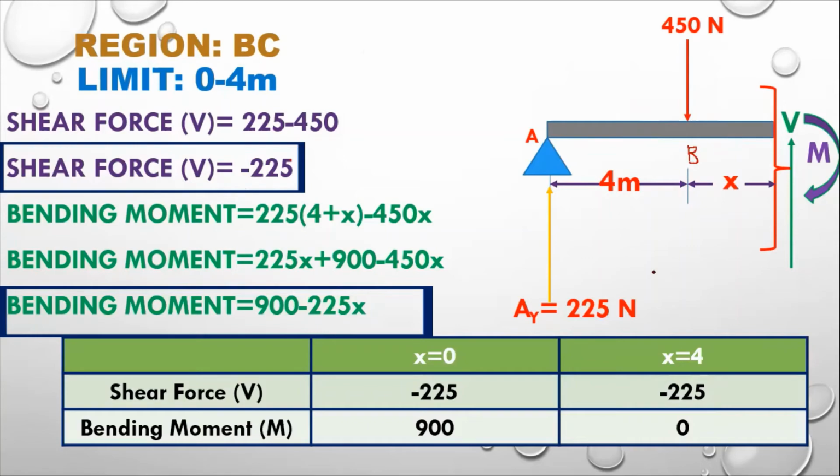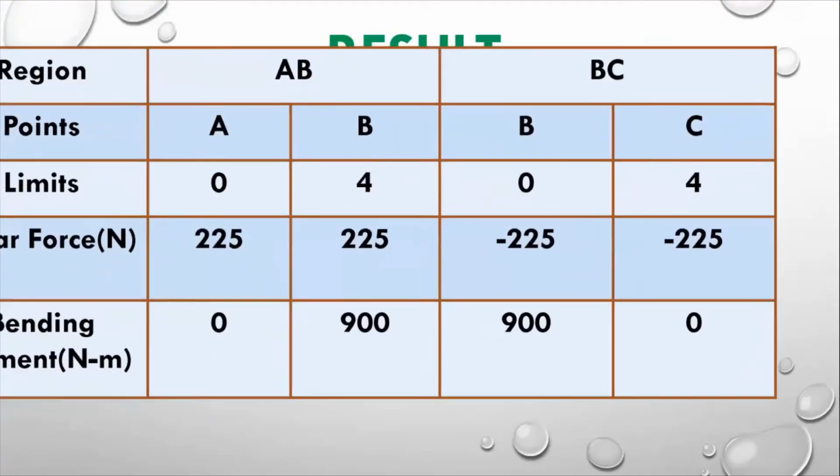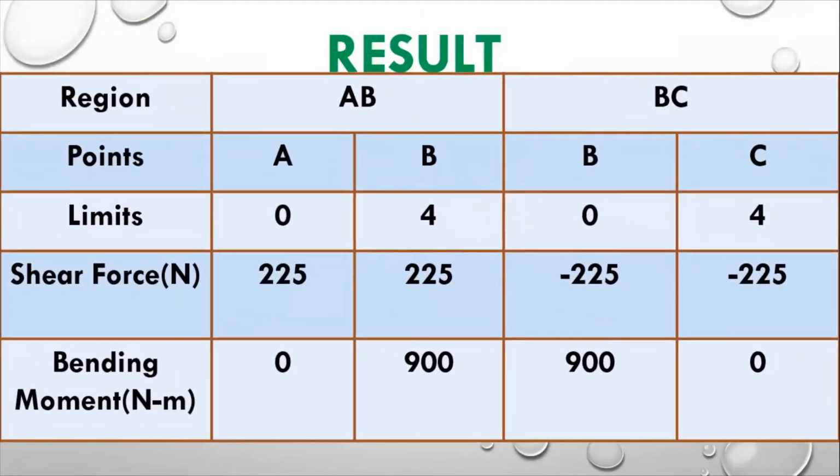So I'm moving towards the next slide, and I tabulated the data completely, because whatever values I got from region AB and region BC, I tabulated in the form of a table. A, B, B, C. At A, what shear force and bending moment values I got. At point B, what shear force and bending moment values I got for the first region, and for the second region BC: 0, 4, minus 225, minus 225, 900 and 0. So now we are going to construct the shear force and bending moment diagram.